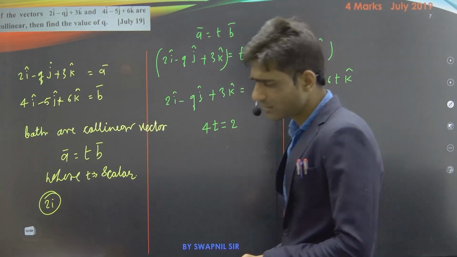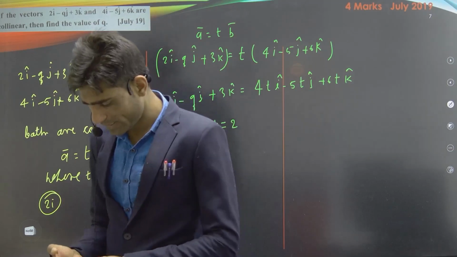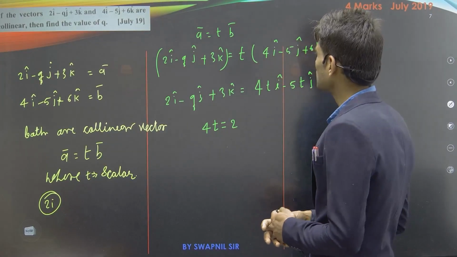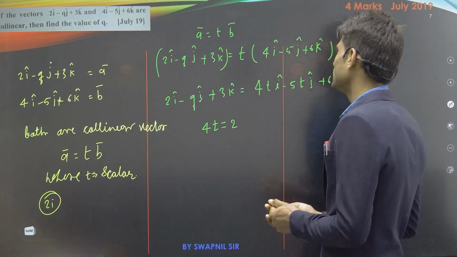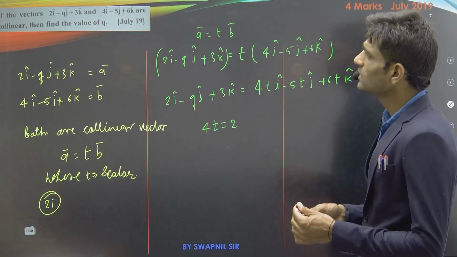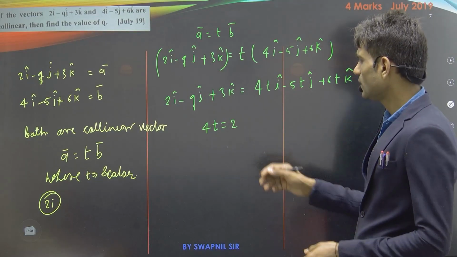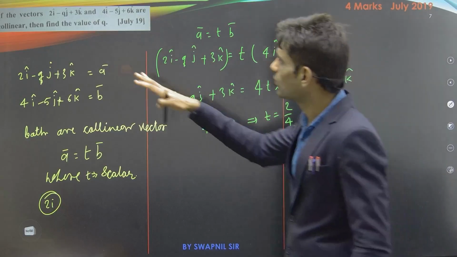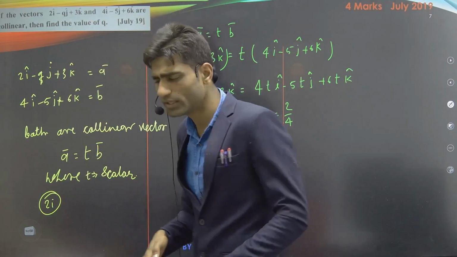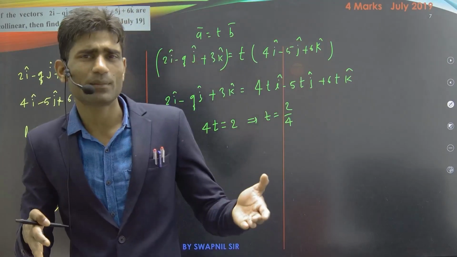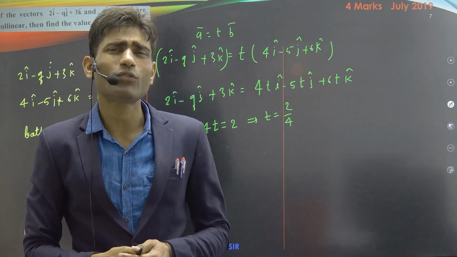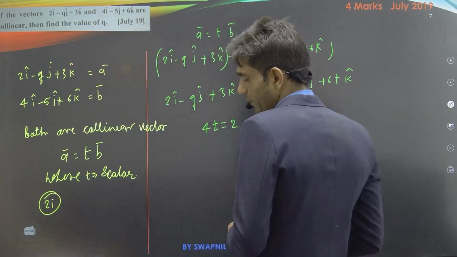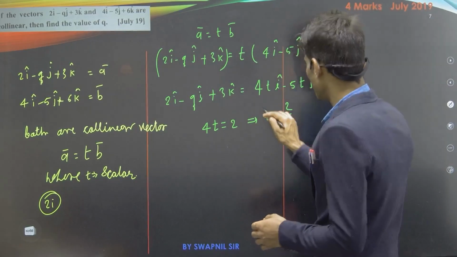So we can write a bar as a scalar multiple of b bar. That means 2i cap minus qj cap plus 3k cap is equal to t times 4i cap minus 5j cap plus 6k cap, and both vectors are collinear. Then we can write t equal to 2 by 4. That means the first vector is a scalar multiple of the second vector, so we choose the value of t accordingly. So we get t equal to 2 by 4.